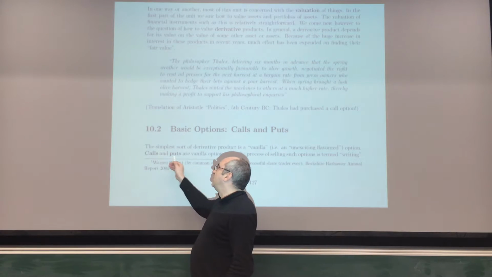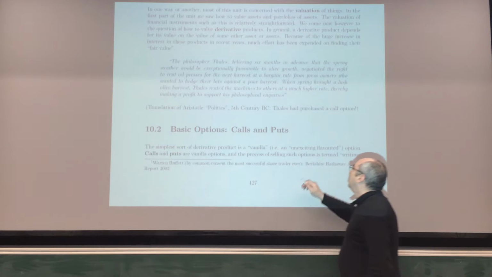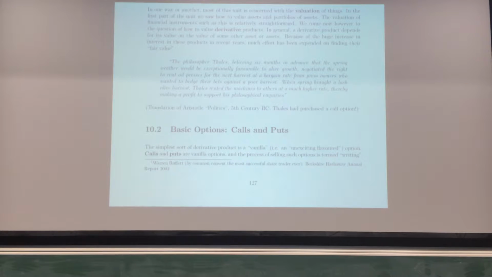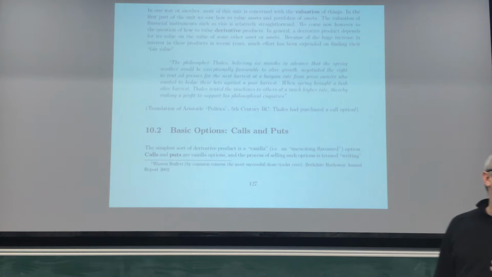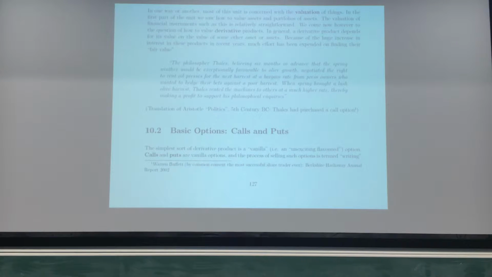We have calls and puts in vanilla options, and essentially the process of when we sell such options, you say you write an option. So if I'm going to sell an option to you, the jargon is I'm writing an option to you. I just write an option. Literally, it's like I would write a contract down and hand it to you. So that's why it's called writing.